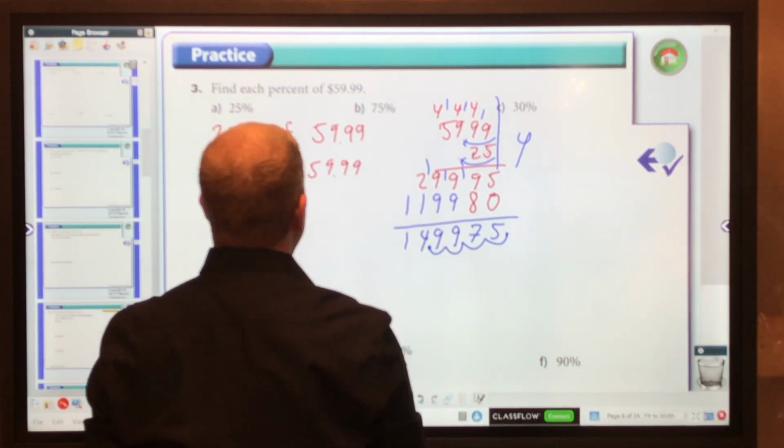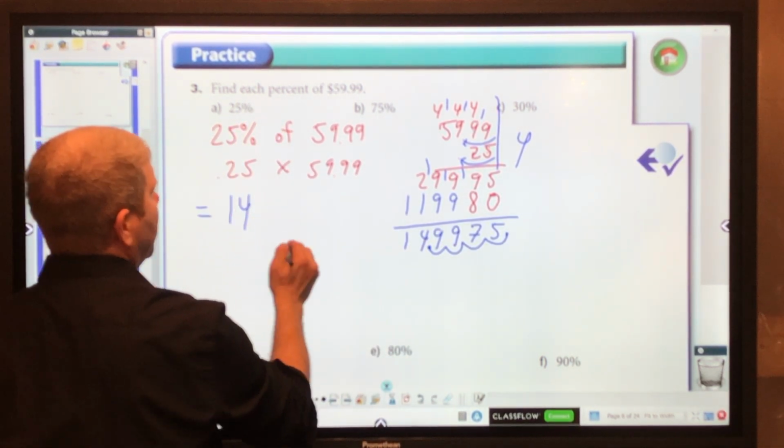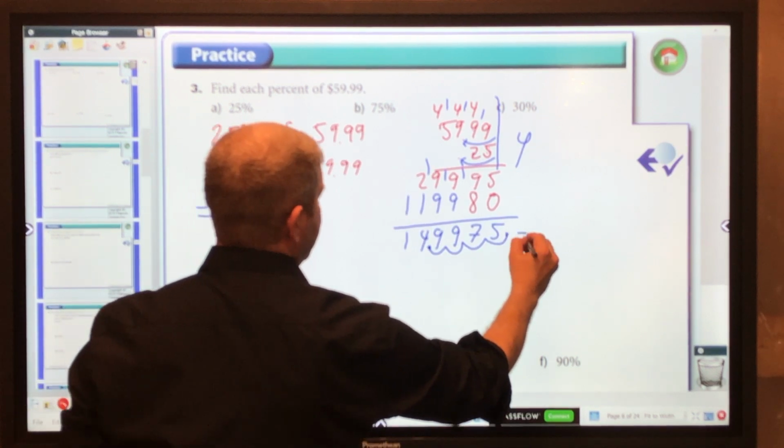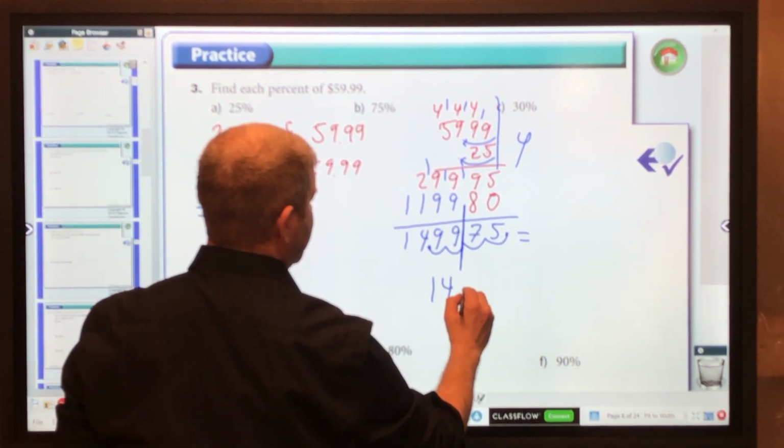Shout with disbelief at how amazing you are. Our answer is going to be 14 point, well, we need 2 decimal points here. So we're going to have to put a decimal. I'll rewrite it here. It's a bit large.